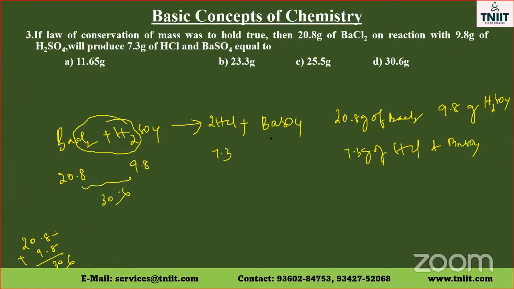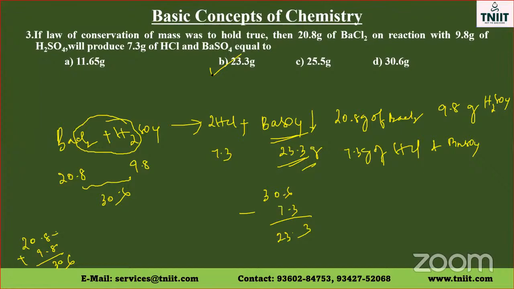So now, in order to find the barium sulfate formed, it is 30.6 minus 7.3. So it will be 23.3. So the amount of barium sulfate formed is 23.3 grams. So the answer will be option B. Next question.